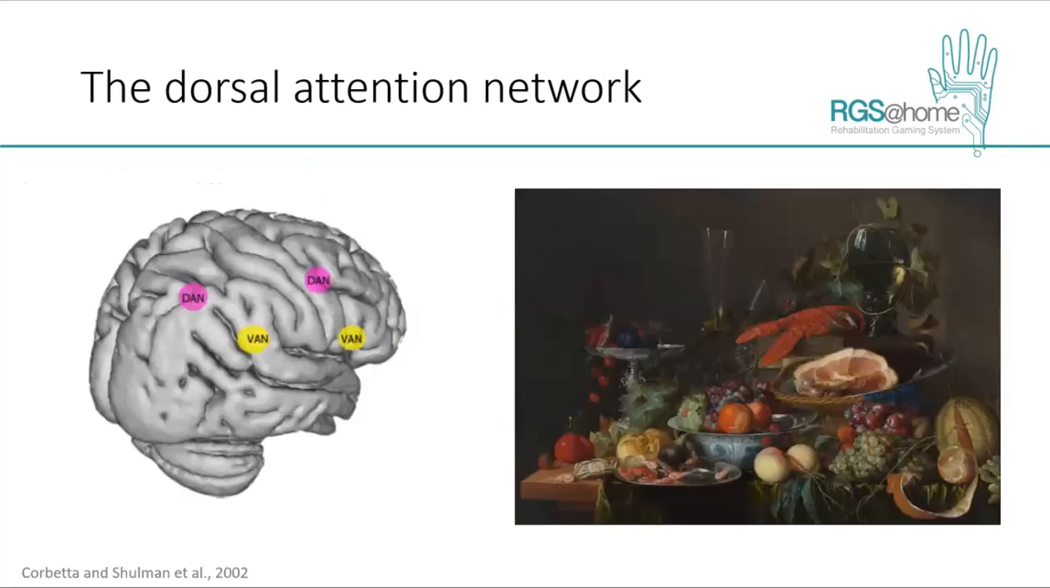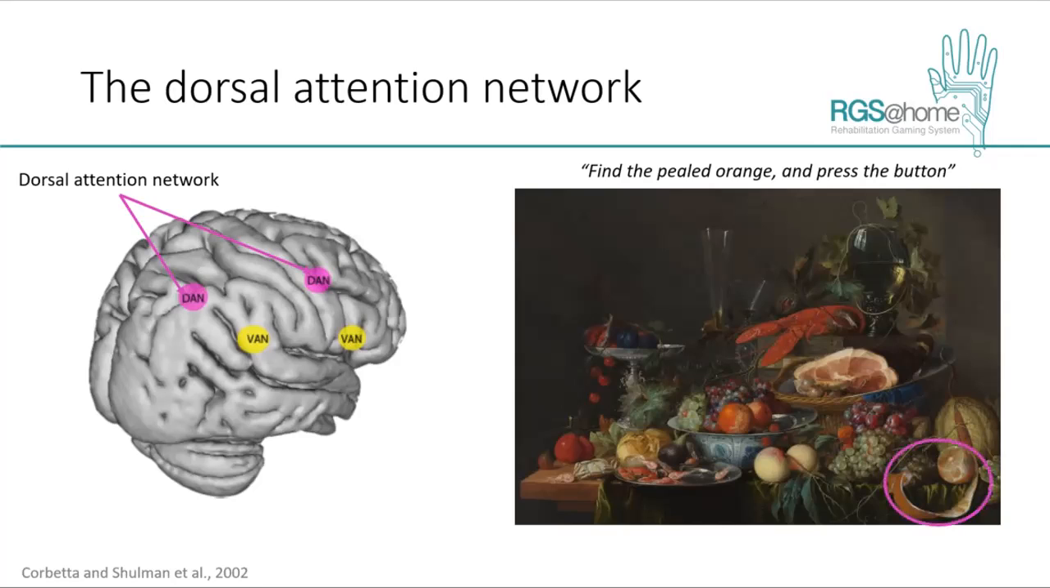Other dynamic networks within the frontal parietal network are the ones that control attention, the dorsal and the ventral attention network. For instance, humans are able to deliberately direct their attention to targets in a complex visual scene to act upon them. If a subject would be asked to find the peeled orange in this still life painting and press a button upon detection, the subject will use the information given to find the detail and press the button with ease.